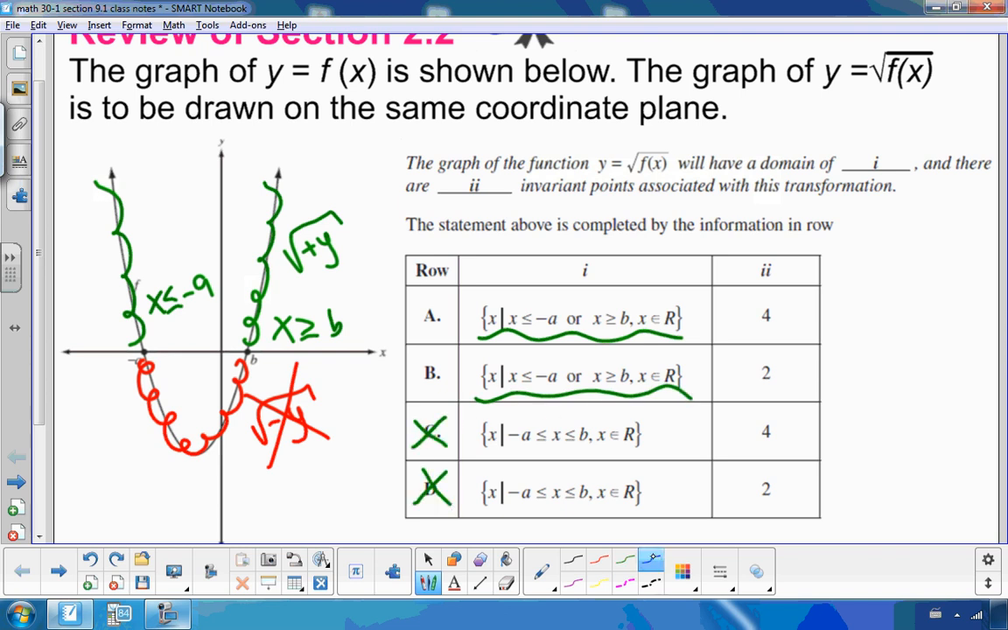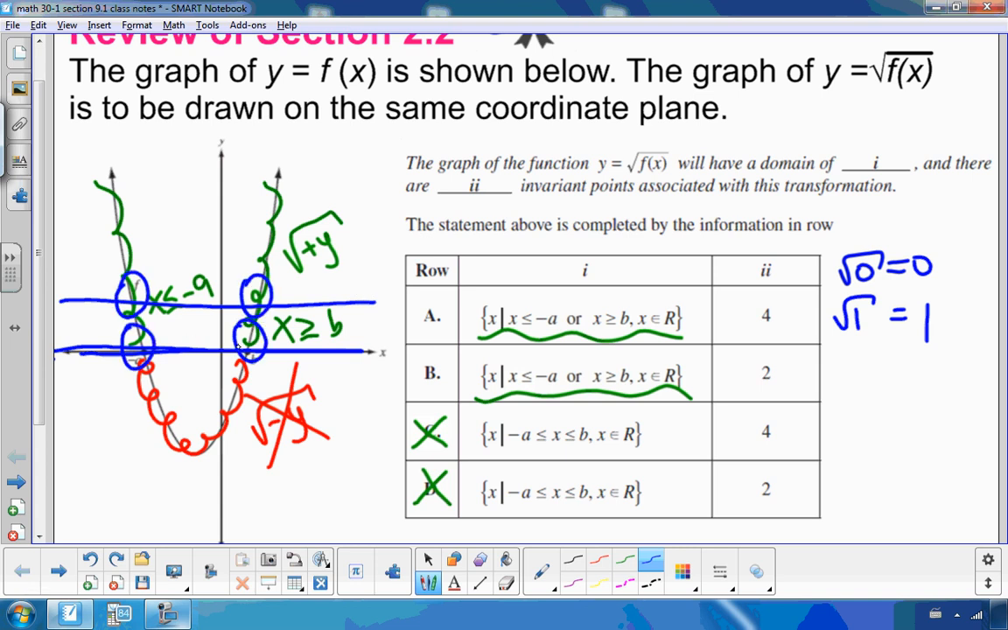The next thing I need to look at is invariant points. So when I take the square root of 0, that's still 0. When I take the square root of 1, that's still 1. So I want to look at my invariant points. So when y is 0 or when y is 1, I will have an invariant point. So I can see that there are 1, 2, 3, 4 invariant points, which would make A my answer.